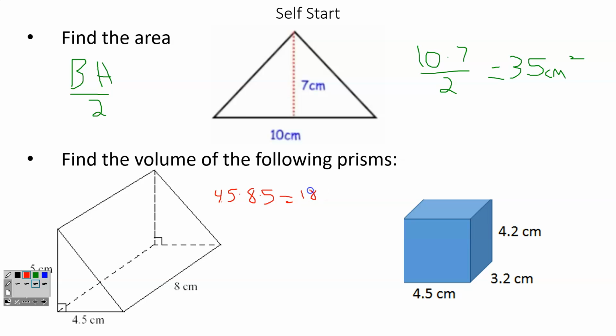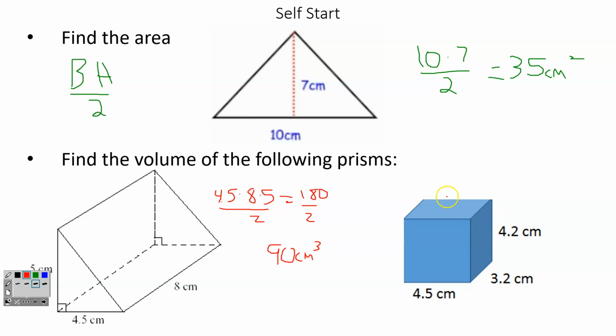But don't fall into the trap of thinking I'm done, because remember, triangles are involved. I need to remember to divide it by 2. So that's going to give me an answer of 90 centimeters cubed. Remember, volume is always cubed.